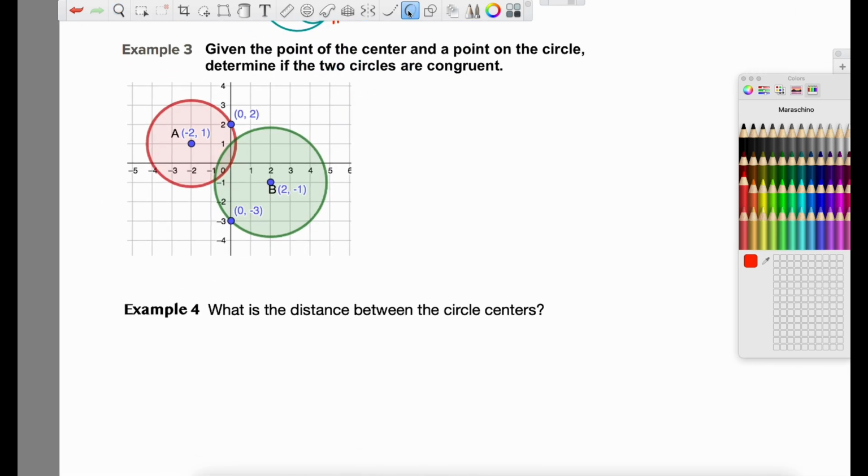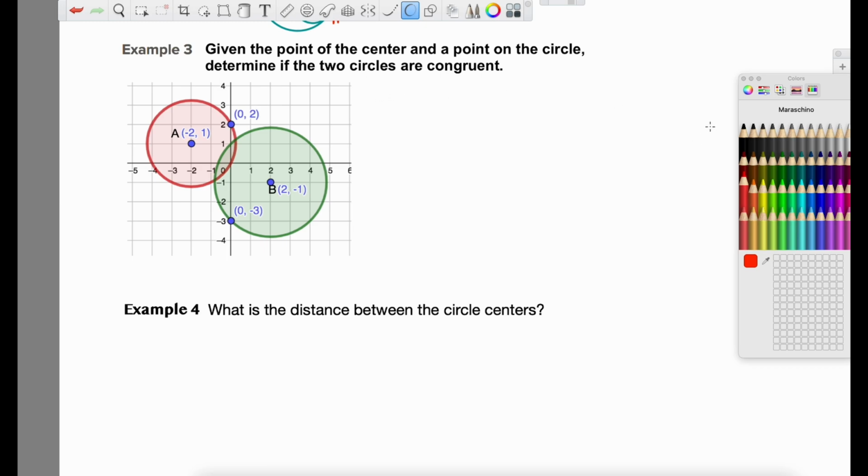Example 3, given the point of the center and a point on the circle, determine if the two circles are congruent. Okay. So I have two circles A and B. Looks like they intersect in two places. We're given both the coordinates of the centers, and we're given a coordinate of a point on each circle. Are they congruent?